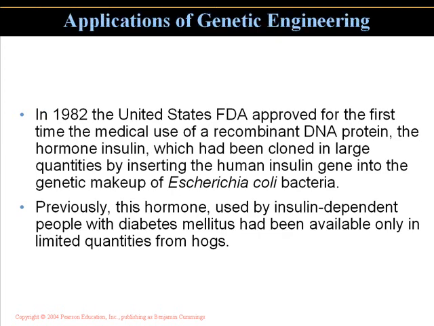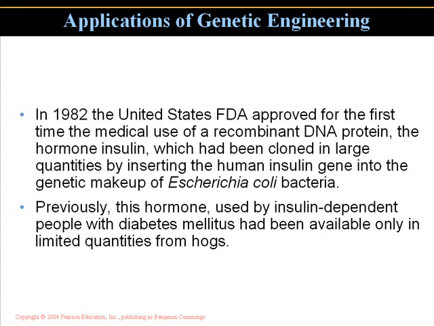Applications of genetic engineering, 1982. The Food and Drug Administration approved the first medical use of a recombinant DNA protein, the hormone insulin, which was cloned in large quantities by inserting the human insulin gene, the gene responsible for the production of insulin in the human body, into E. coli bacteria. Previously, this hormone was used by insulin-dependent people with diabetes.